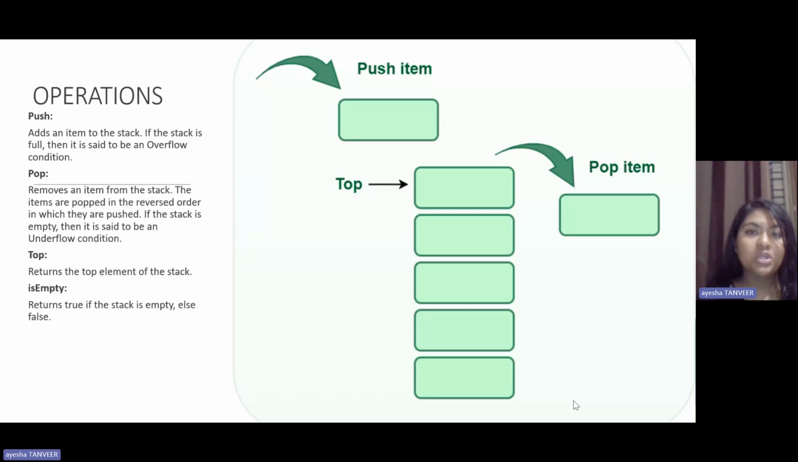The operations. Push adds an item to the stack. If the stack is full, then it is said to be an overflow condition. Pop removes an item from the stack. The items are popped in the reverse order in which they are pushed. If the stack is empty, it is said to be in underflow condition. Top returns the top element of the stack. Is empty returns true if the stack is empty, else false.